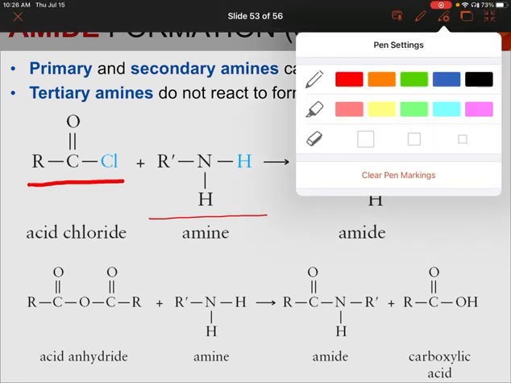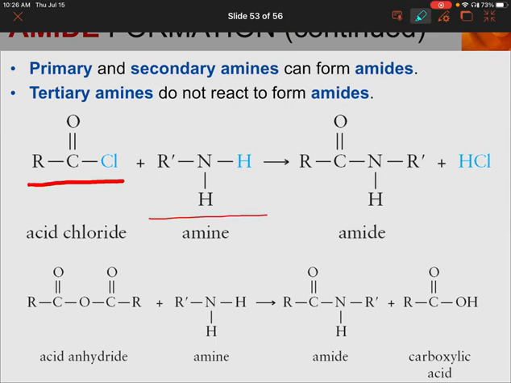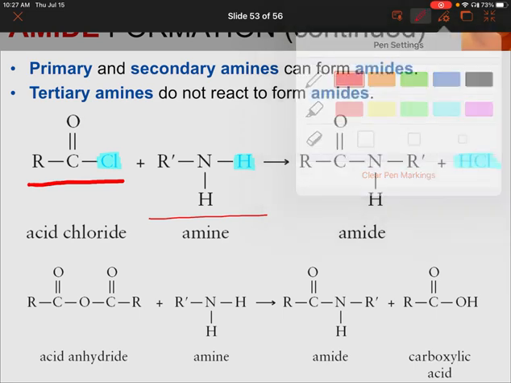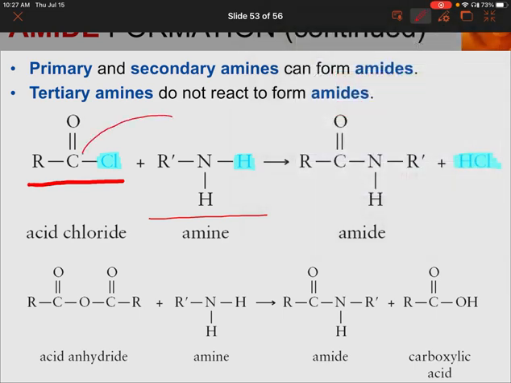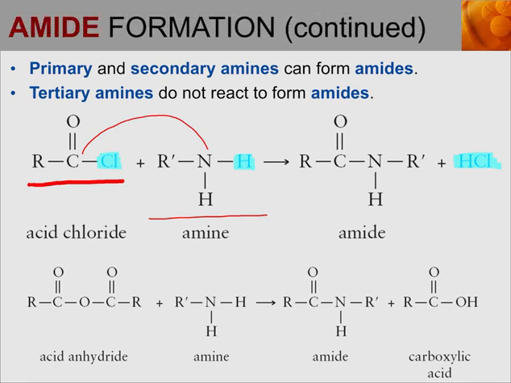And very similar to the reactions we saw for formation of esters, the hydrogen from the amine and the chlorine from the acid chloride will team up to create hydrochloric acid. And then the other components are going to team up. So the carbonyl carbon and then the nitrogen from the amine, they're going to create a new bond, that amide linkage. So we get our amide molecule.